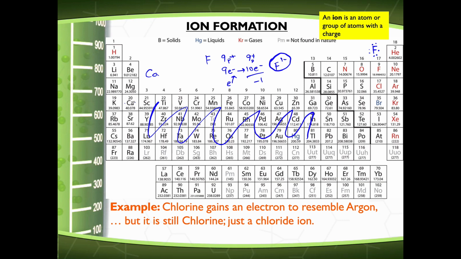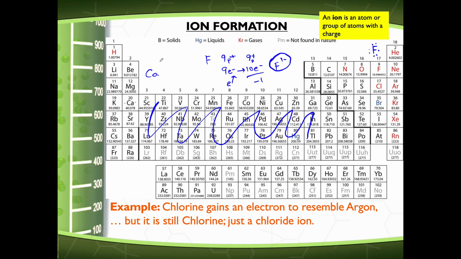Calcium can either gain 6 by jumping over this stuff and going 1, 2, 3, 4, 5, 6, and it could be like krypton, a happy atom. Or calcium could lose 1, 2, and be like argon. So the question is, what's easier, gaining 6 by jumping over this set to be like krypton, or losing 2 electrons to be like argon? I'm hoping you're thinking losing 2.